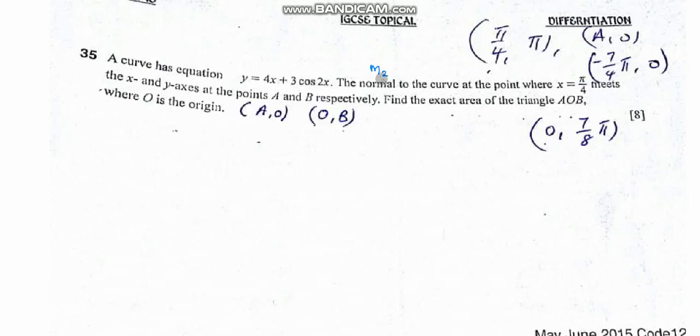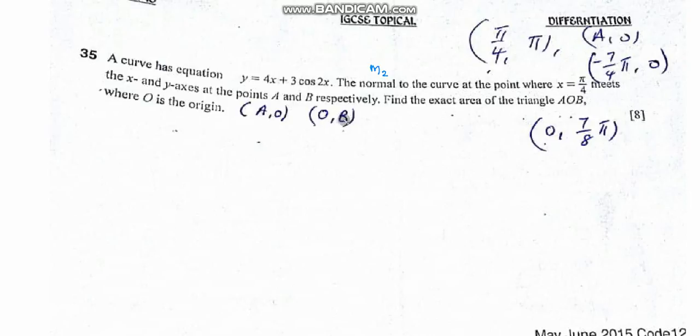Now, this normal passes through the x-axis and the y-axis at points A and B. That means at the x-axis is the x-intercept, and at the x-intercept y equals 0. Then the y-intercept is when x equals 0. So if you can find A and B, then you can find the area.